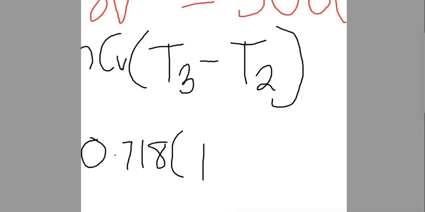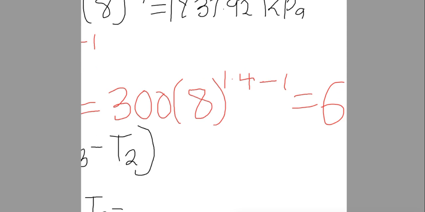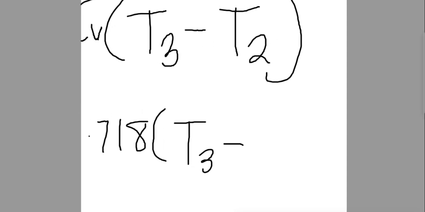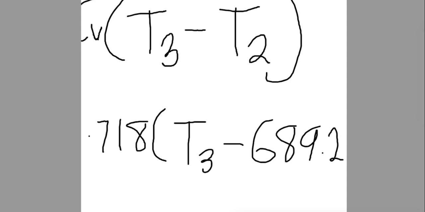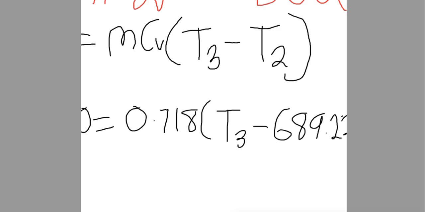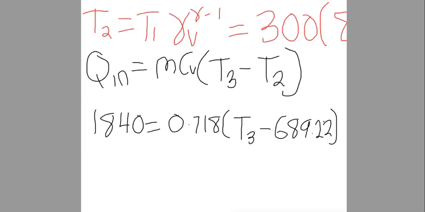We do not know the value for our T3. So this is our T3 minus our T2. Our T2 is what we got here at 689.22 Kelvin. So we write that there. So that is it for that. And now from here we know that we can just make T3 the subject of the formula.